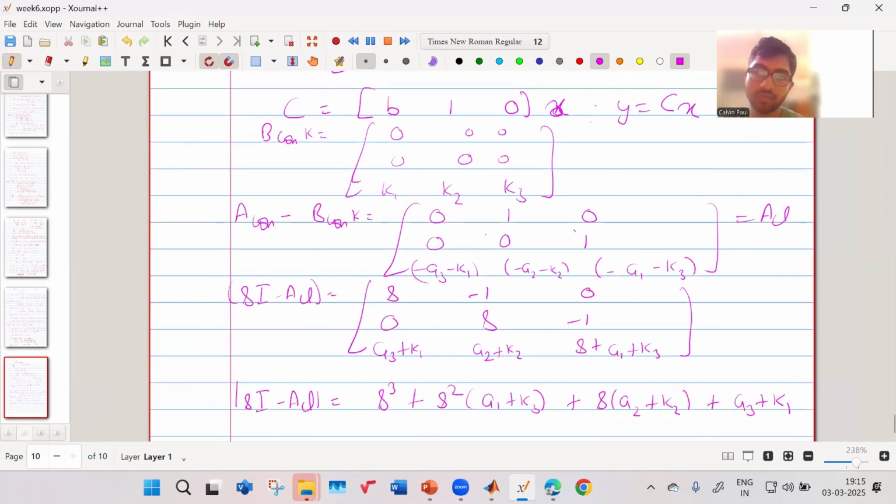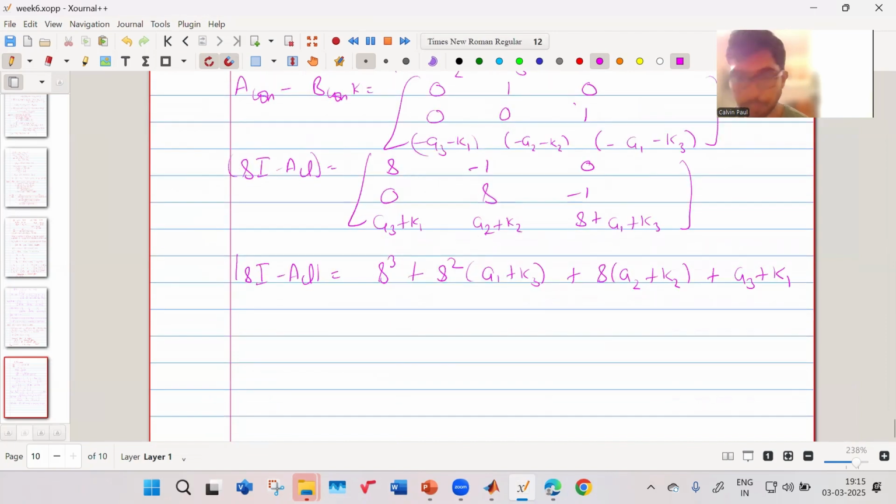So I hope this approach will be considered when you're solving sums. I think this can be an easier way. It makes it simpler. That's why it is easier when it is in companion form, right? And you can solve.